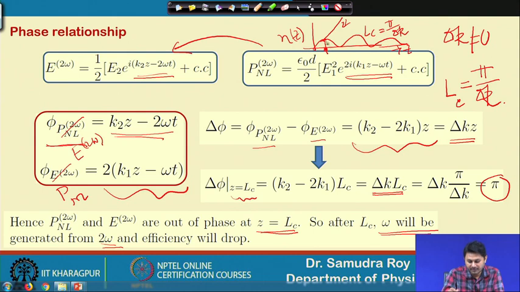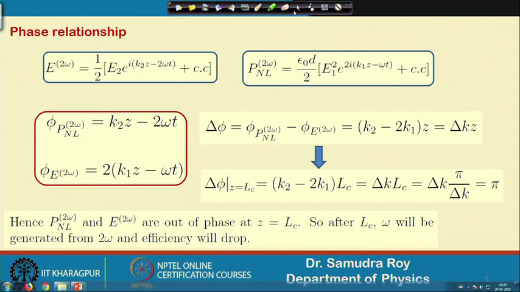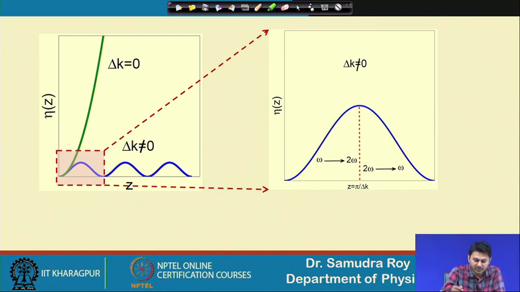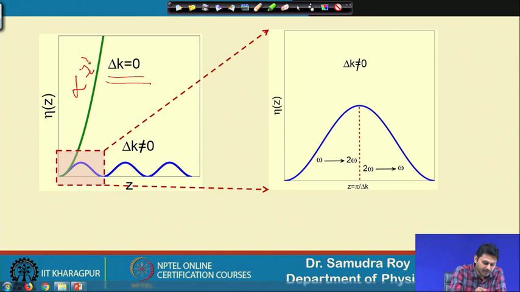So, that is why the efficiency will go down. So, let us go to the next slide to understand the fact. This is the figure, and this figure basically gives you the entire scenario of what is going on. Here is the efficiency versus z curve, and this curve is proportional to z square, and it is happening when delta k is equal to 0, that we have already figured out.